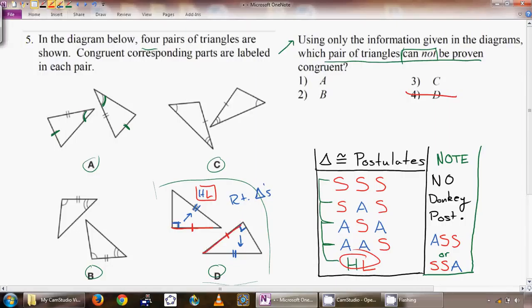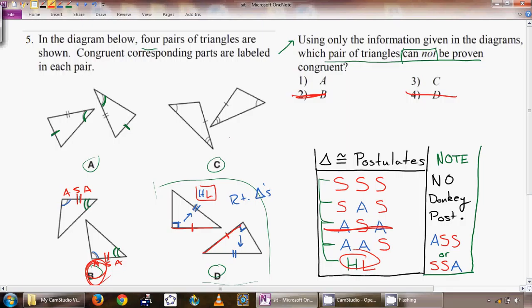I'm going to come over here, and we've got an angle congruent to an angle. We got another angle congruent to another angle, and notably, the side is in between both of those angles. So this would be angle, side, angle, congruent to the corresponding angle, side, angle. So this one is an angle, side, angle postulate. So we can get rid of B.